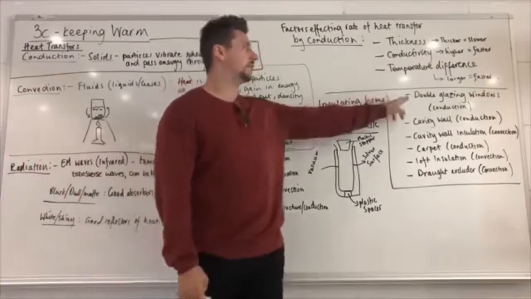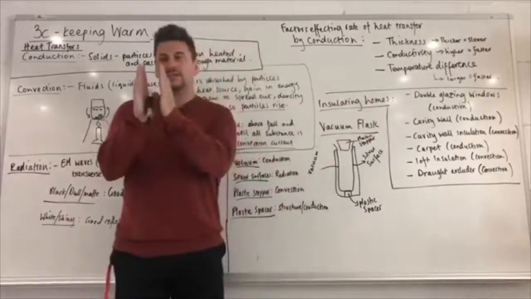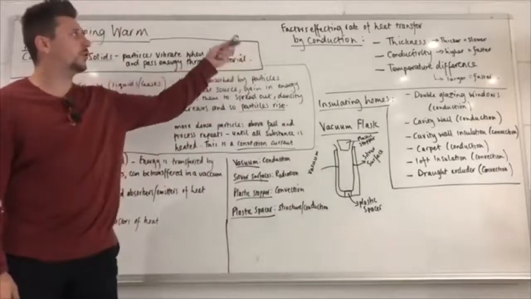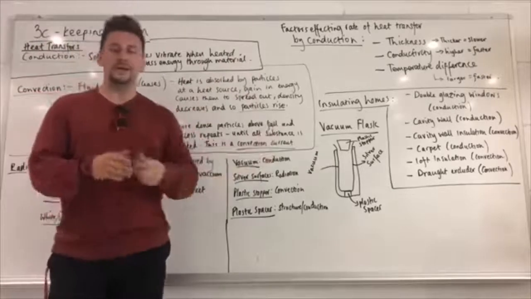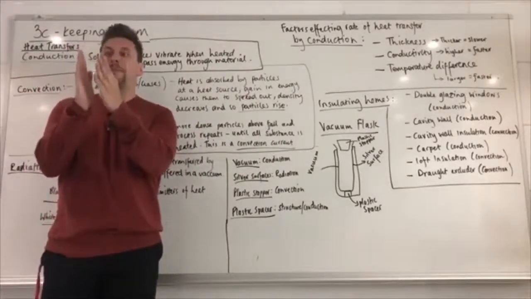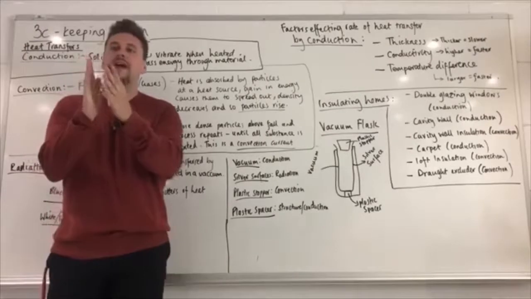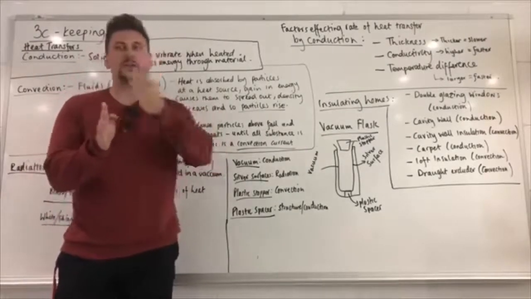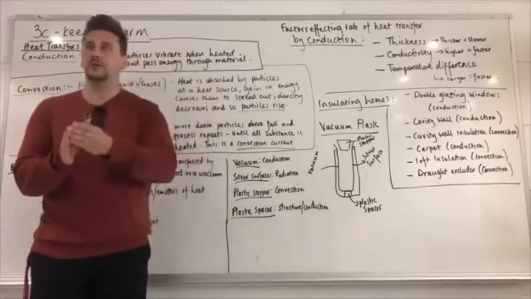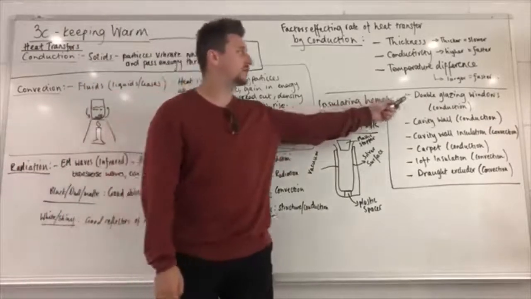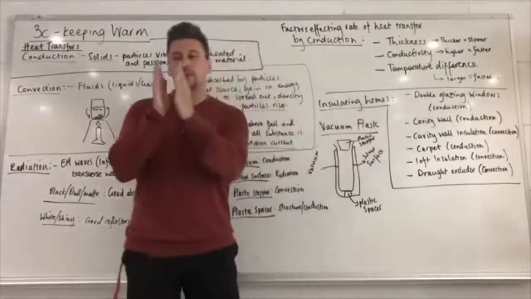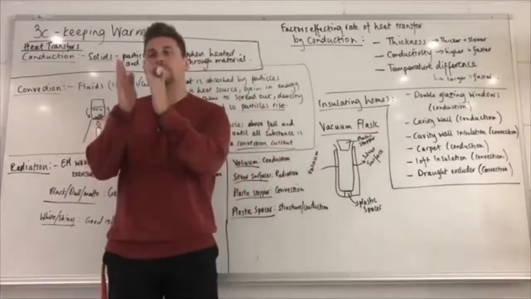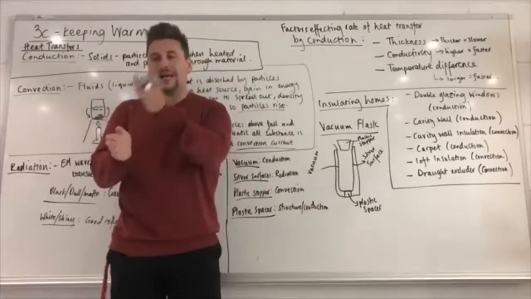You have double glazing windows, so you have literally two sections of glass in a window with a gap in between. Now, because conduction can only be transferred through a solid material, if you have two panes of glass with a gap between which is filled with only a little bit of air, there's no solid material between them, so therefore the heat cannot be transferred from one pane of glass to the other by conduction. So you're reducing the amount of heat transfer by conduction by using double glazed windows, which are just two panes of glass with a gap. Cavity walls, same principle. You build a house with two walls with a gap in between.